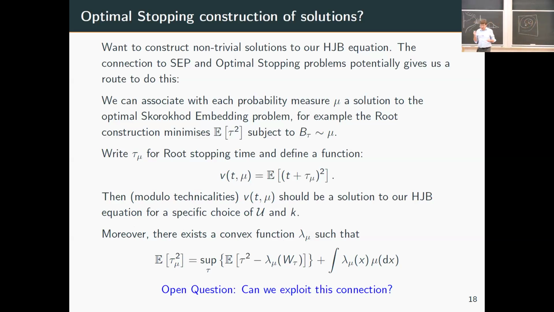Now, is there some way we can exploit this? This is a very specific example. Does this tell us something about local behaviors of solutions to these HJB equations? Can we always formulate them in terms of these optimal stopping connections? Is there something fundamental here, something deeper about these sorts of MVM type HJB equations?